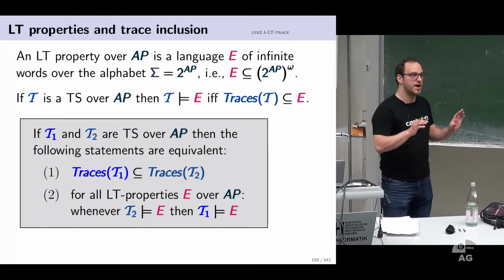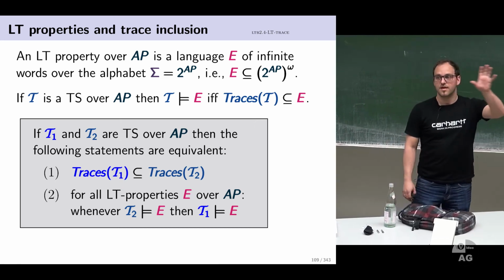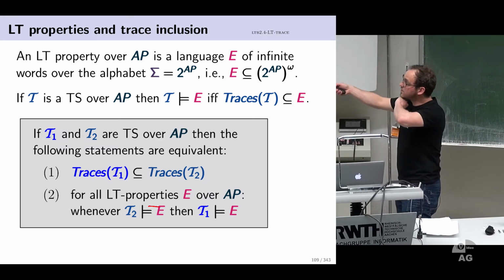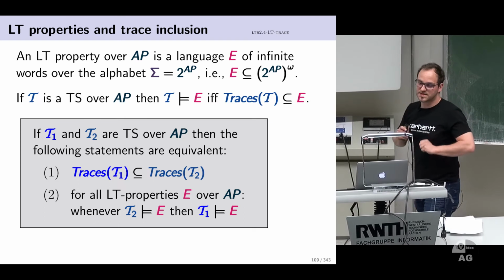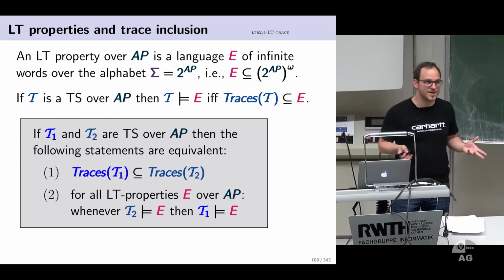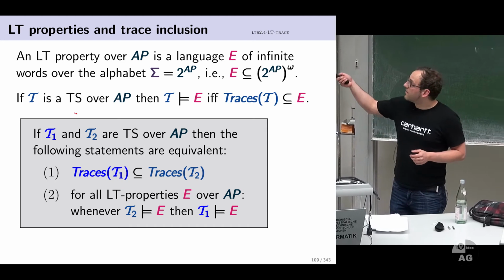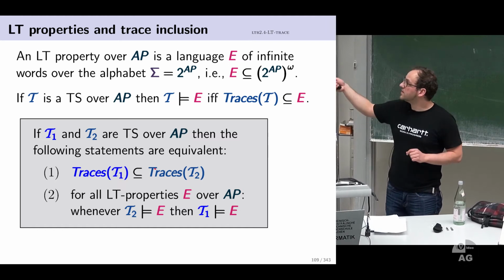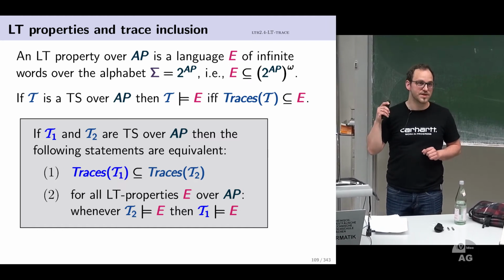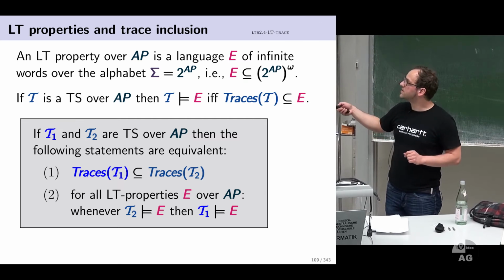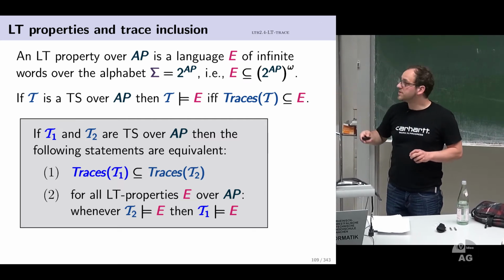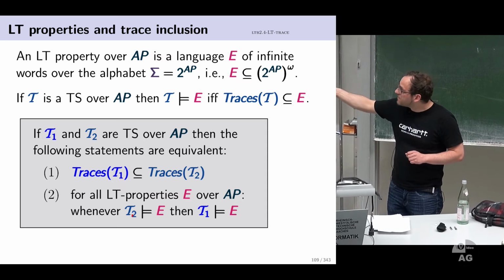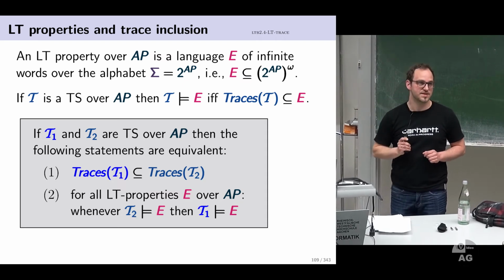But this was an implication, right? We said if you have this, then for all LT properties, you have that if T2 satisfies the LT property, then T1 satisfies it as well. But what you can actually show is that it's equivalent. You have that for 2 transition systems, T1 and T2, the following is really equivalent. The traces of T1 are fully included in the traces of T2. This is equivalent to saying, and I should formulate it positively, that we have for all LT properties that if T2 satisfies it, then T1 satisfies it as well.